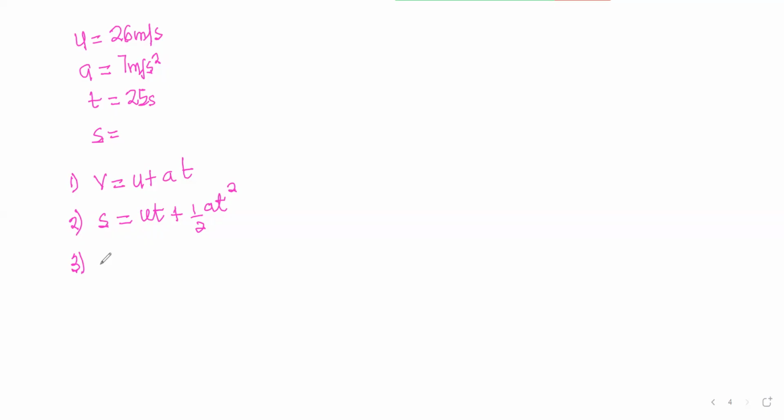The third equation is V square equals U square plus 2AS. Thank you. Okay.